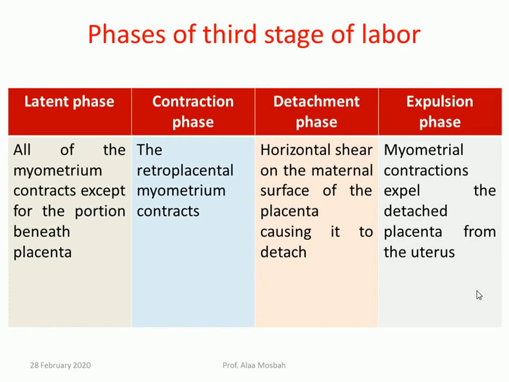In the latent phase, all the myometrium contracts except the portion beneath the placenta, while in the contraction phase, the retroplacental myometrium contracts. The detachment phase occurs with the horizontal shear on the maternal surface of the placenta, causing it to detach. While in the expulsion phase, myometrial contraction expels the detached placenta from the uterus.